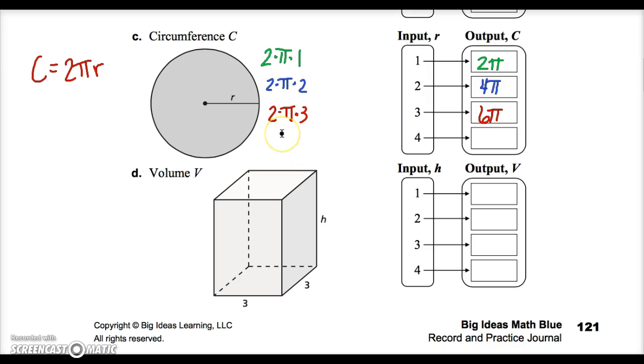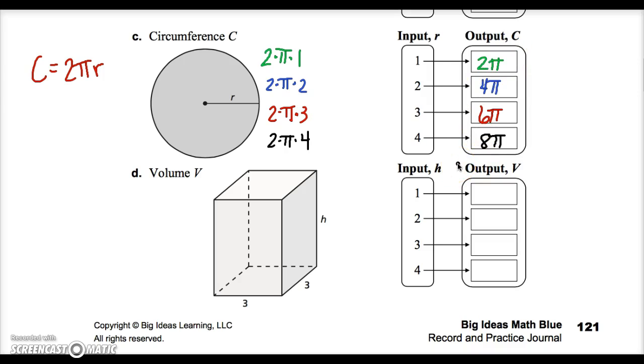And then finally, I'll have 2 times pi times 4 for the last one. 2 times 4 is 8. So this would be 8 pi. And we could have gone through with each of these. And you know that pi is represented with 3.14. So we could have done 2 times 3.14 to get a more exact answer. 4 times 3.14, and on down.